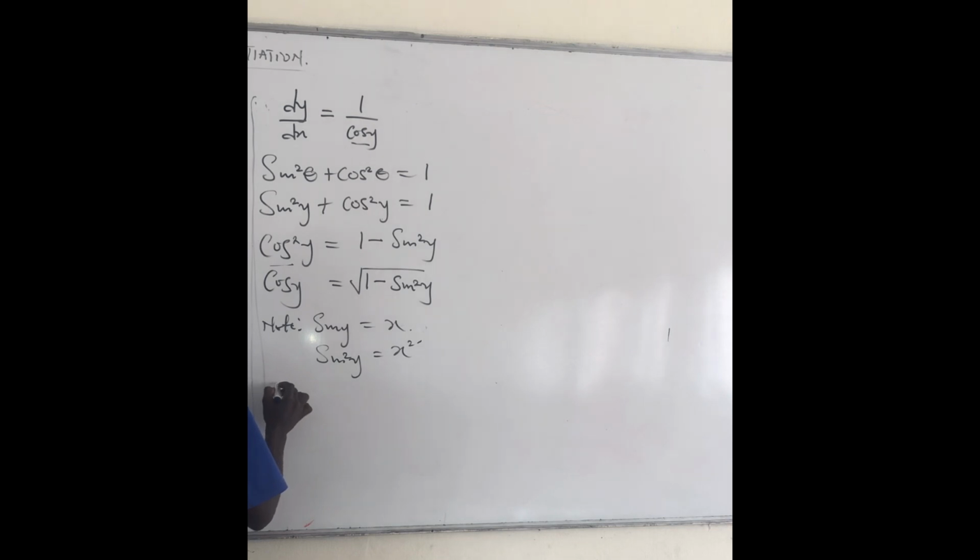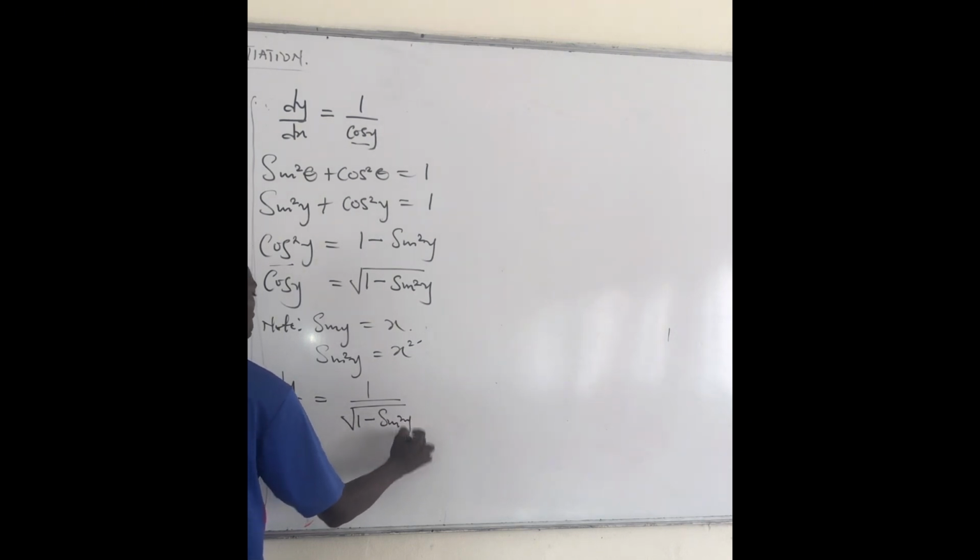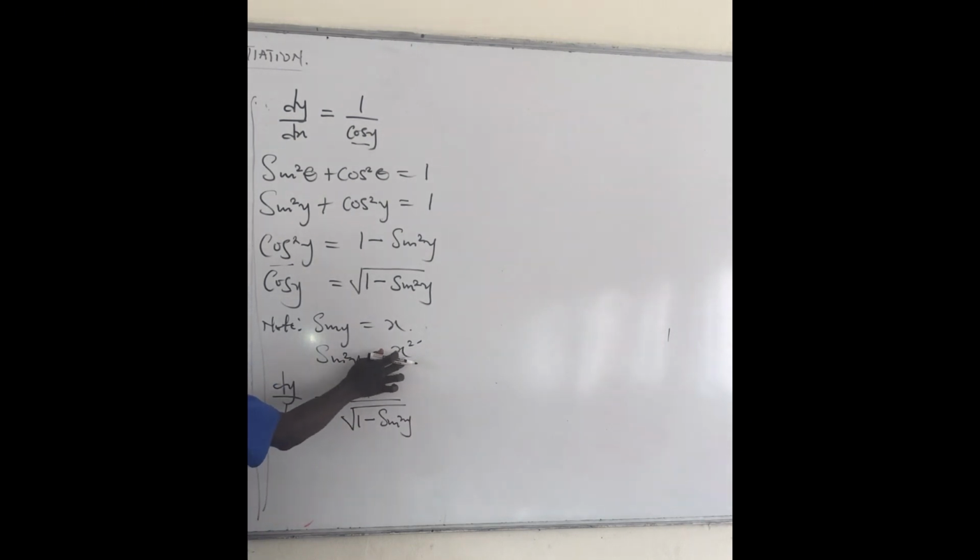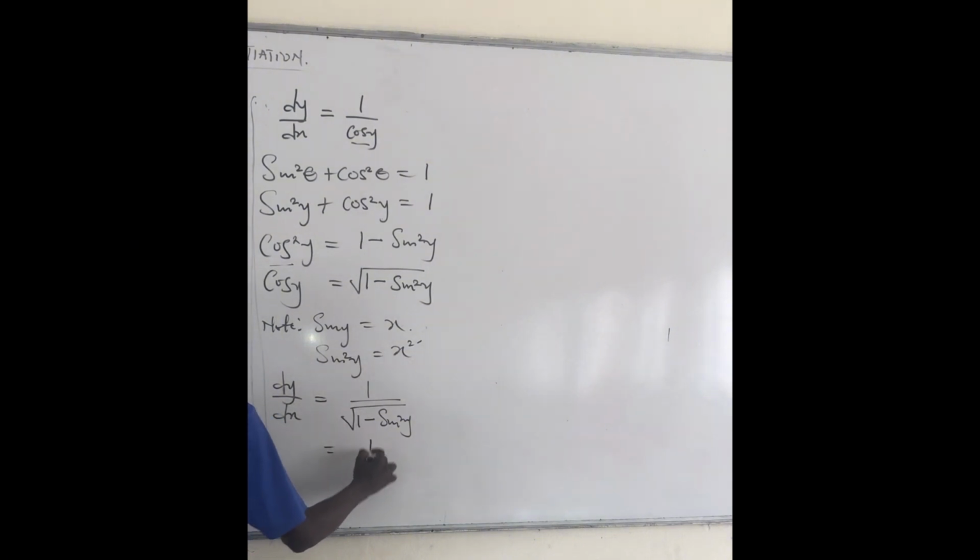So you can now say that dy over dx is equal to 1 over cos y. Cos y is known as the square root of 1 minus sine squared y. But we said sine squared y is x squared. So your final answer is going to be 1 over square root of 1 minus x squared. So that is your final answer.